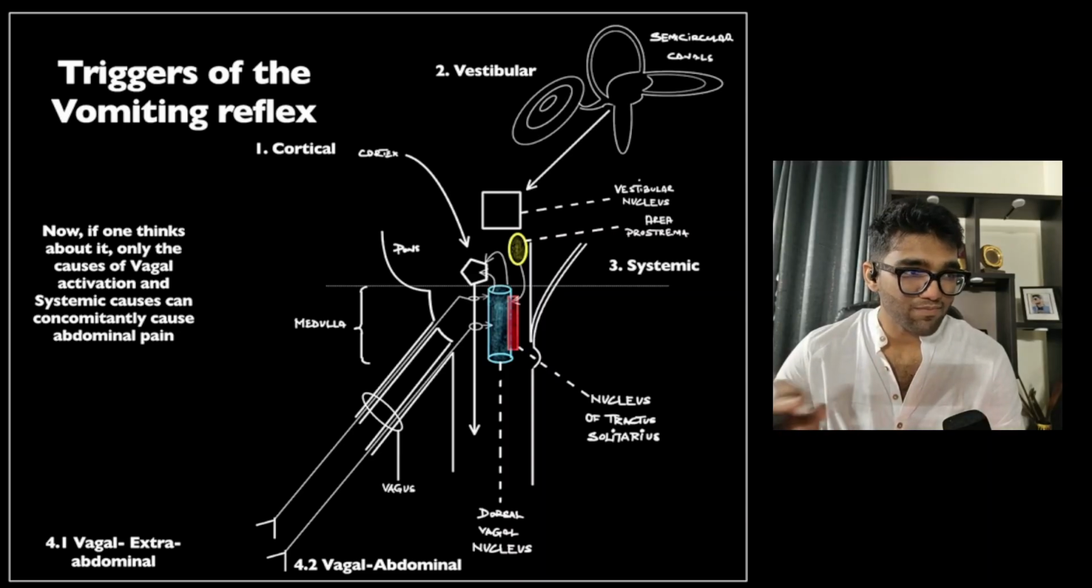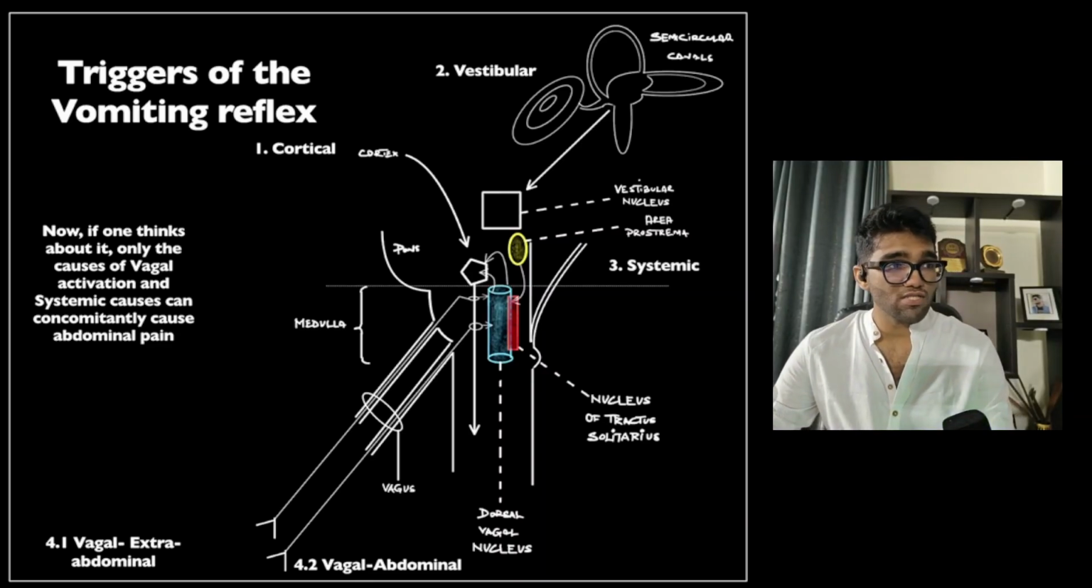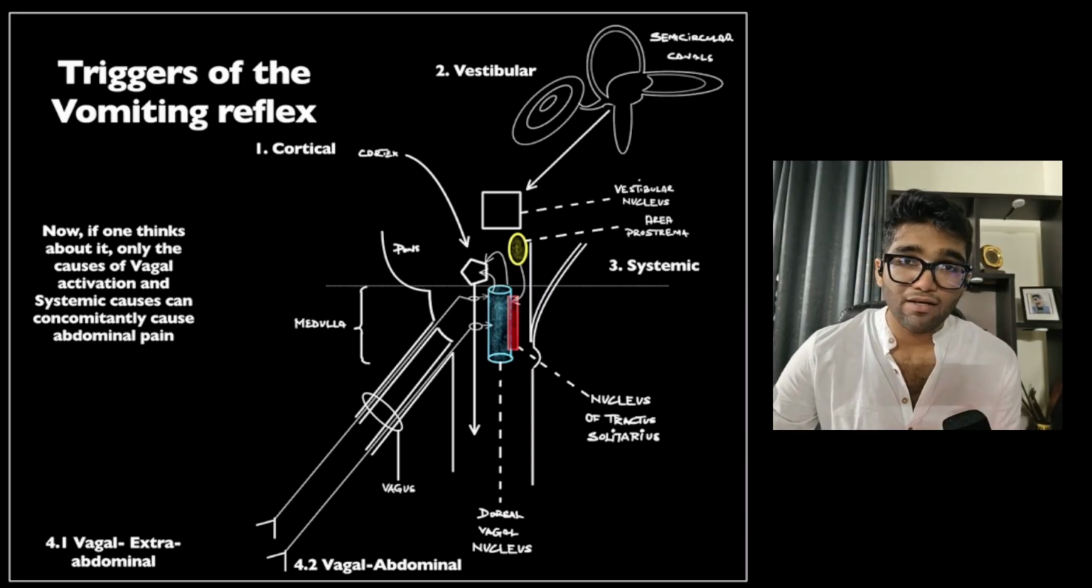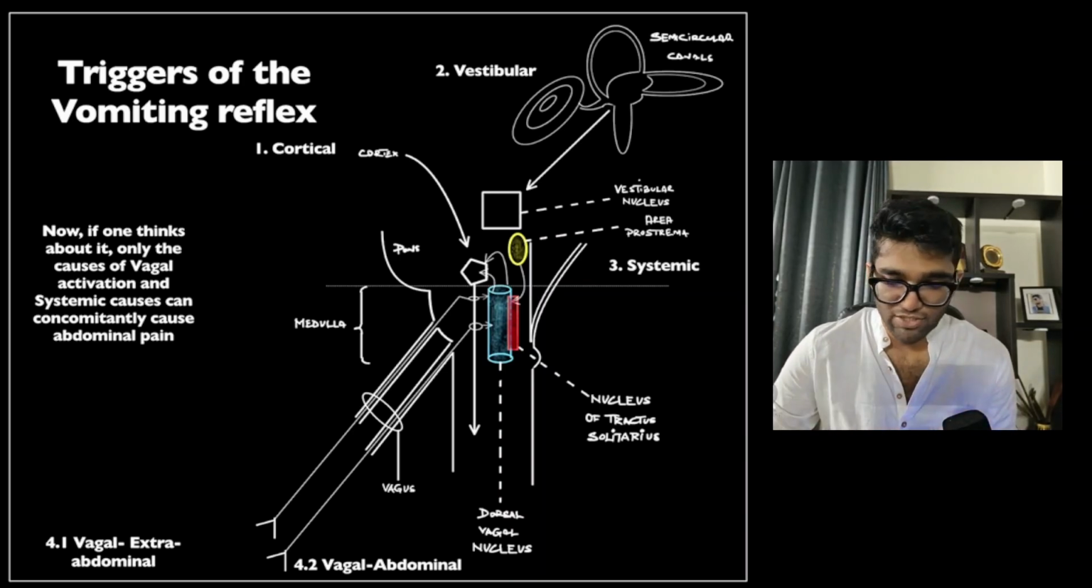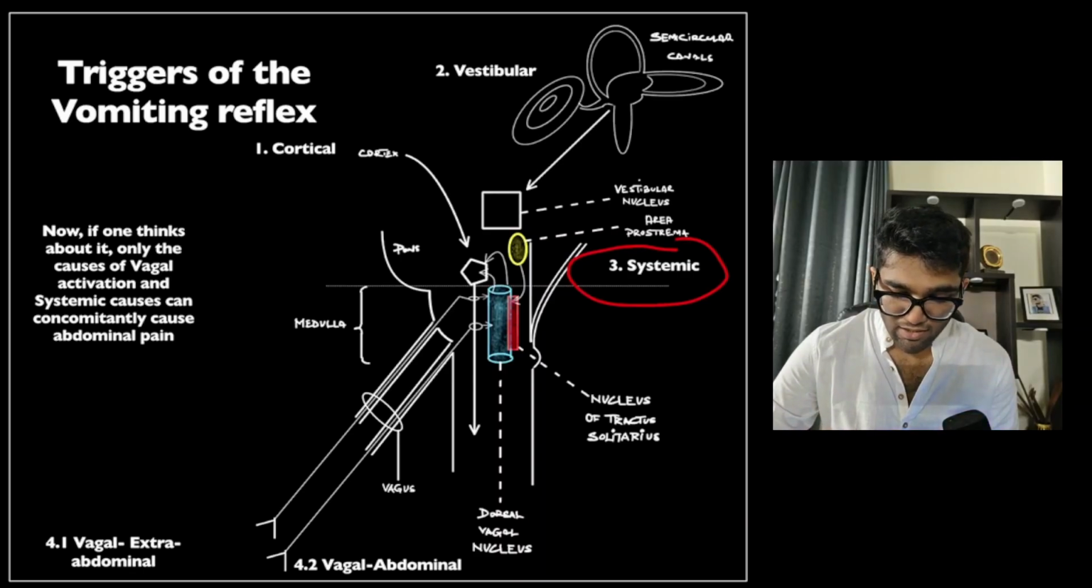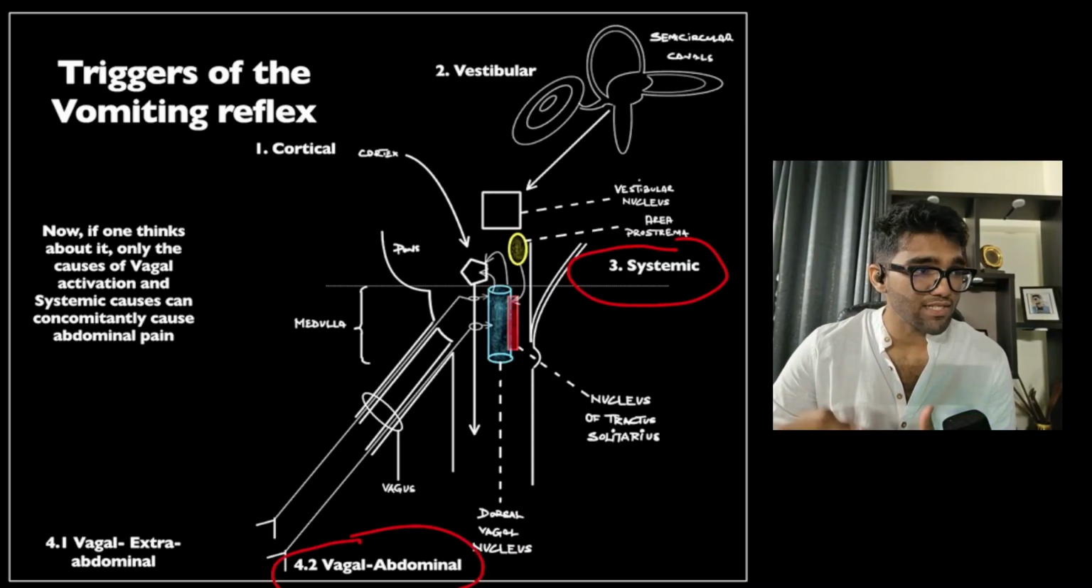Okay, this is why I'm actually clubbing the two together. When you take into account the presence or absence of abdominal pain, the causes of vomiting change in their nature. So you can narrow down the differentials. Systemic disorders can cause abdominal pain through other mechanisms, and vagal abdominal innervation, because it is carrying the sensory fibers from the abdomen, can also cause abdominal pain.